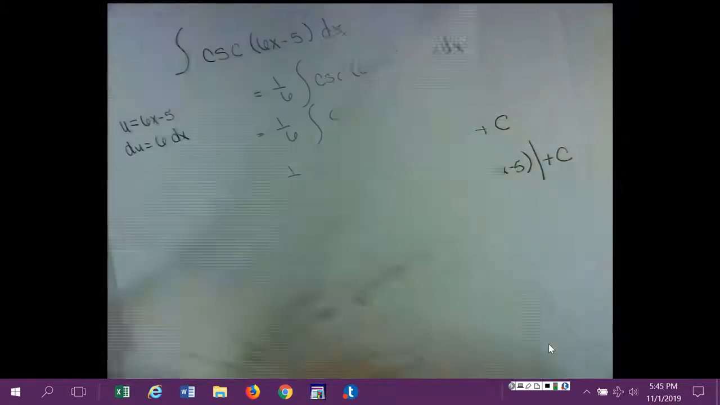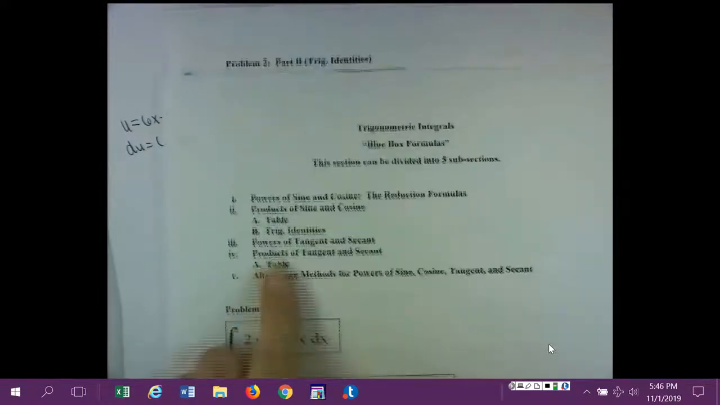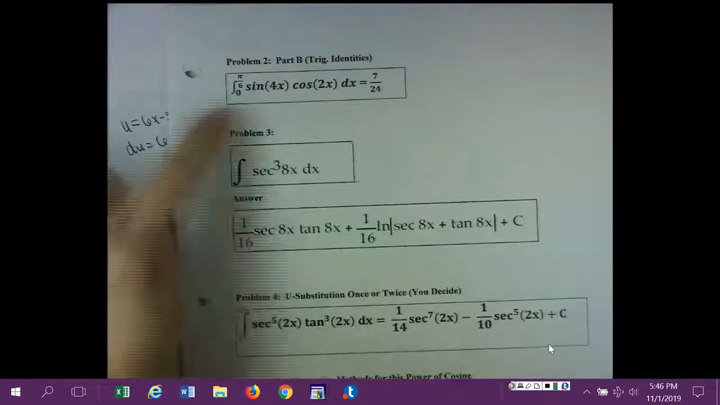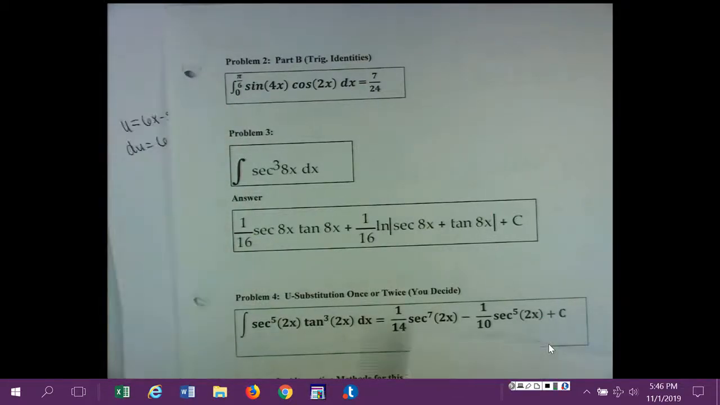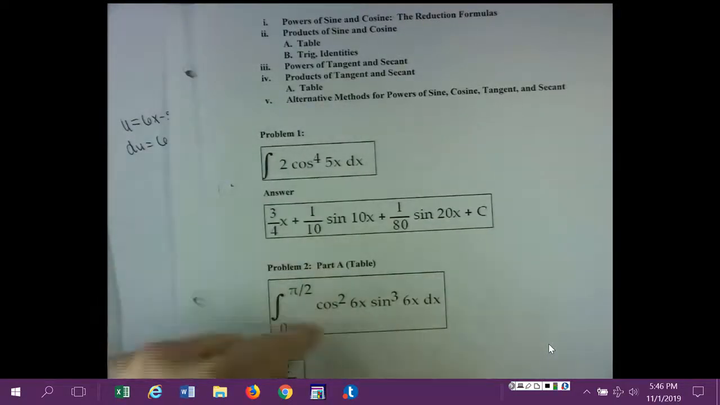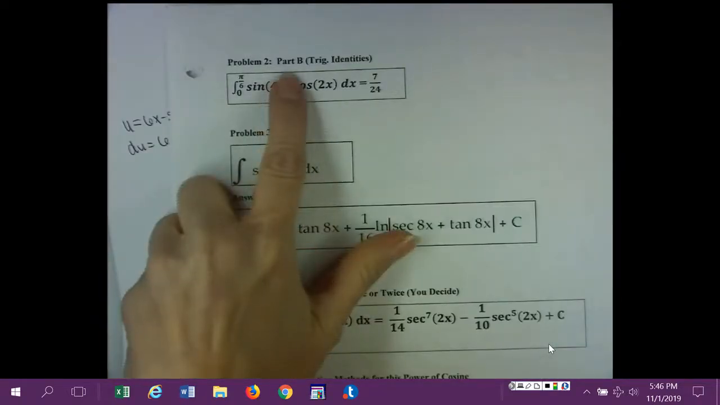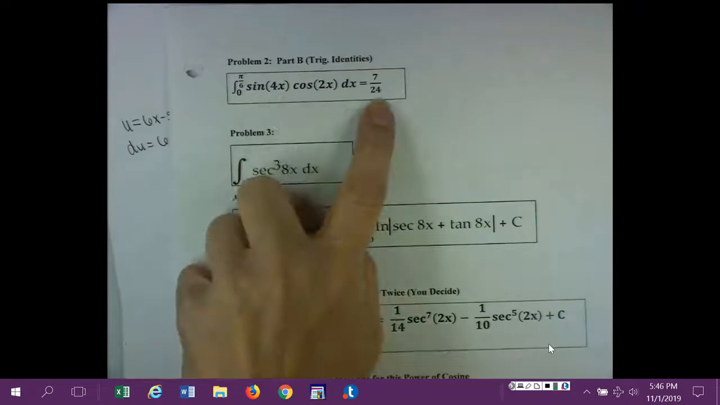Problem number 3 in your lecture handout is this particular type of problem, a power of tangent or secant. Well, I chose a power of, excuse me, I think I skipped a problem. Oh, problem number 2 is 2 problems. This one involves the table, products of sine and cosine. Here's the other part B, problem 2, products of sine and cosine, where you use the trig identity, and the answer is 7 over 24.